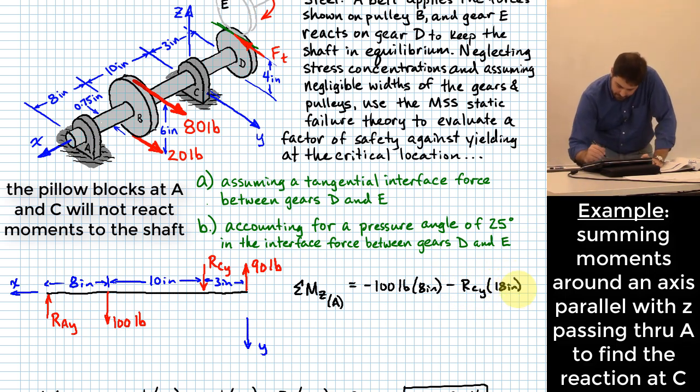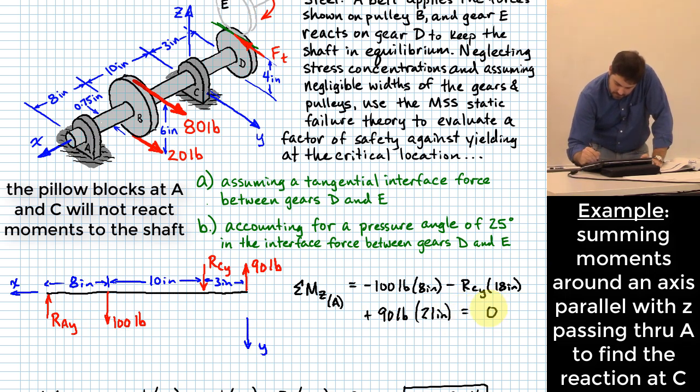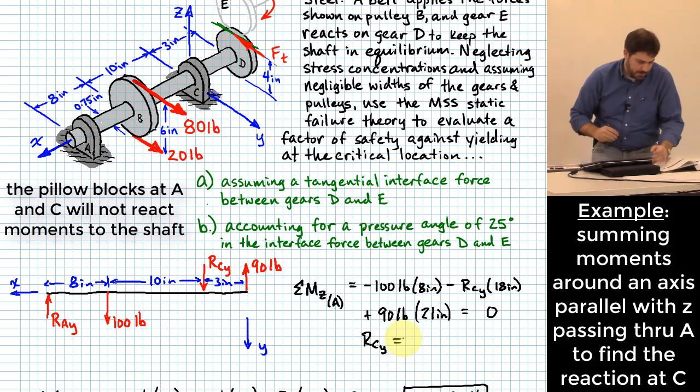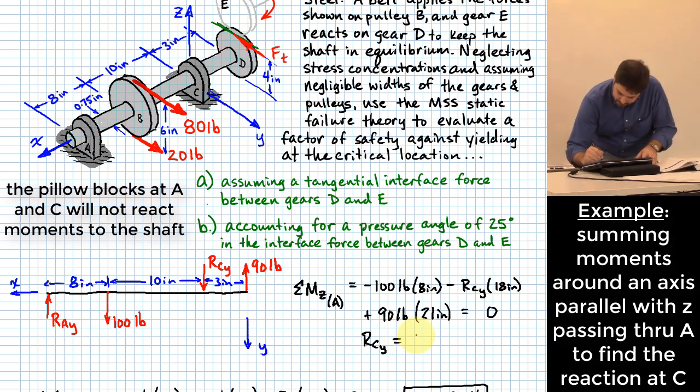Then what? Plus 90 pounds times what? 18 plus 3 is 21 inches. Anything else? This is equal to 0, so my reaction at C in the y direction is going to be equal to what? Well, you probably can't do that in your head, and I don't want to spend time punching it in. I got 60.56 pounds.